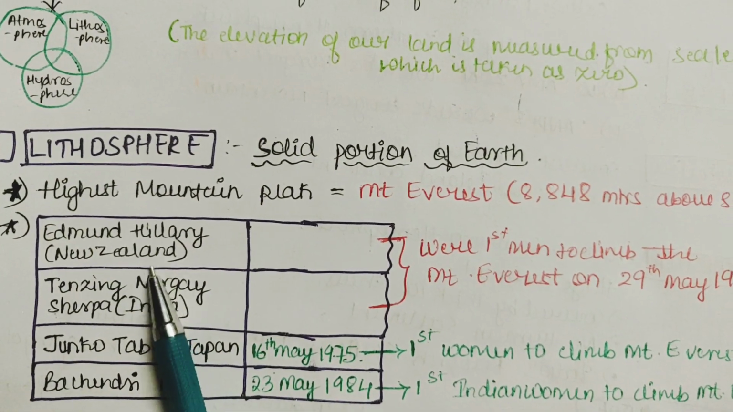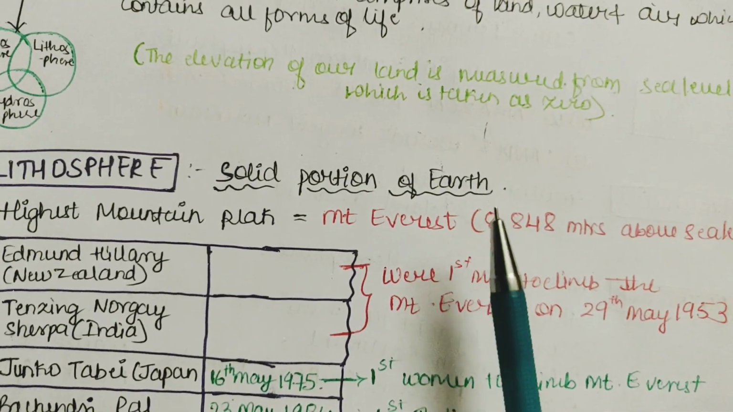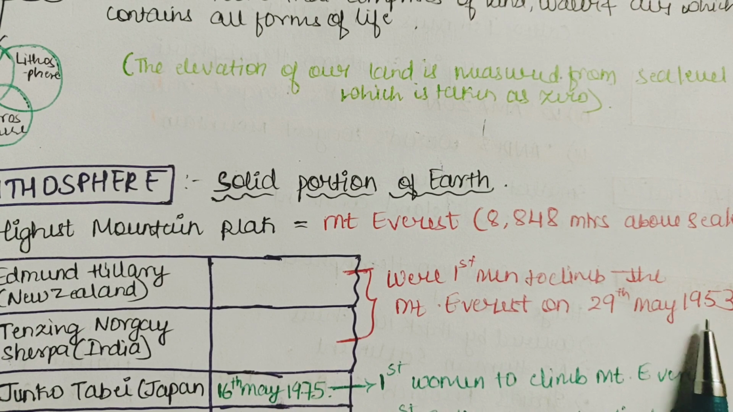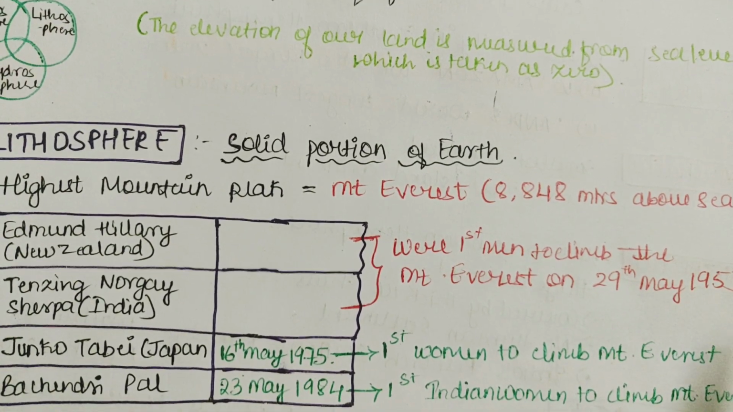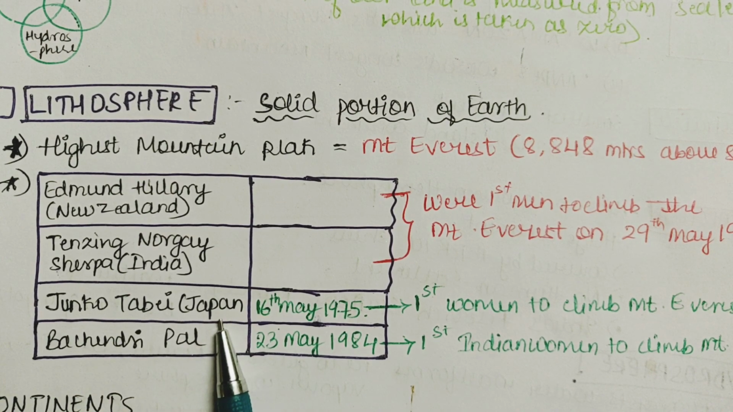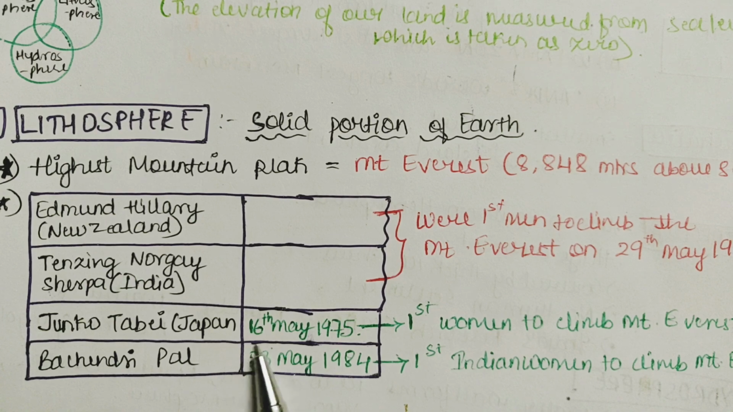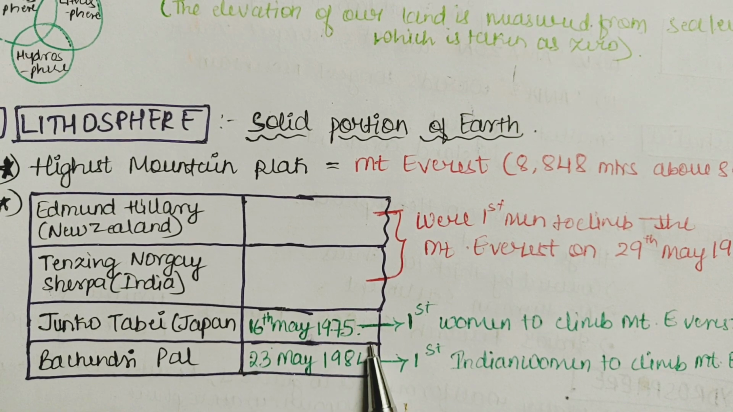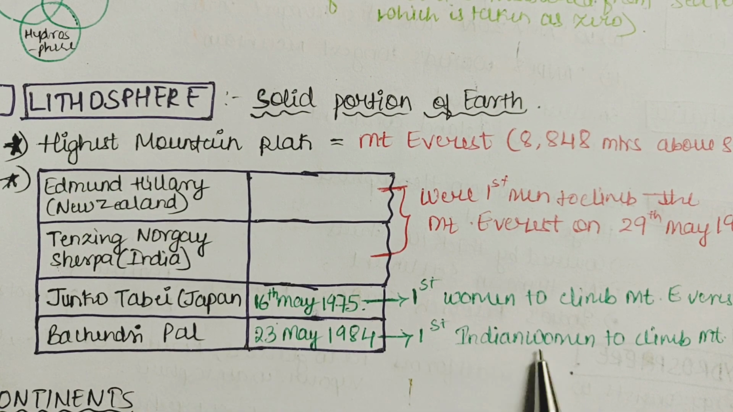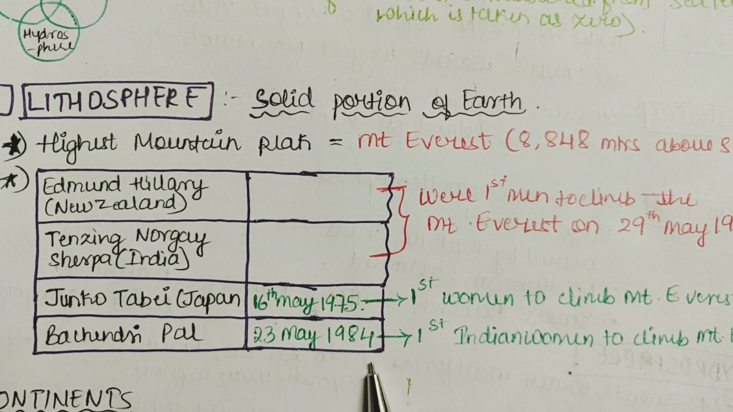Edmund Hillary from New Zealand and Tenzing Norgay Sherpa from India were the first men to climb Mount Everest on 29th May 1953. Junko Tabei from Japan was the first woman to climb Mount Everest on 16th May 1975. And Bachendri Pal was the first Indian woman to climb Mount Everest on 23rd May 1984.